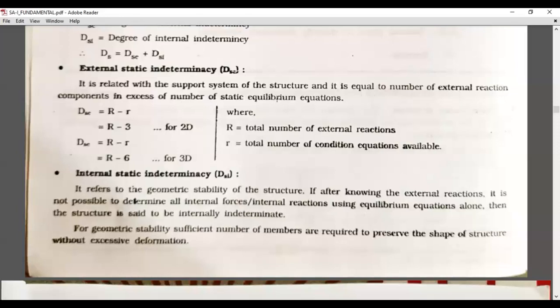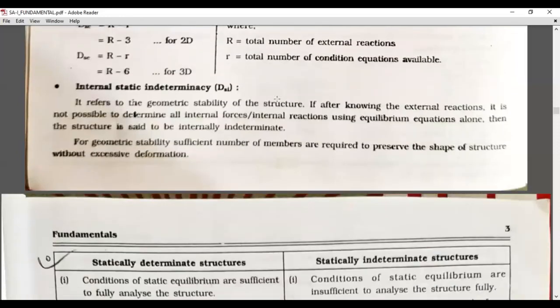Now move to the next point. Internal static indeterminacy refers to the geometric stability of the structure. If, after knowing the external reactions, it is not possible to determine all internal forces or internal reactions using equilibrium equations alone, then the structure is said to be internally indeterminate.